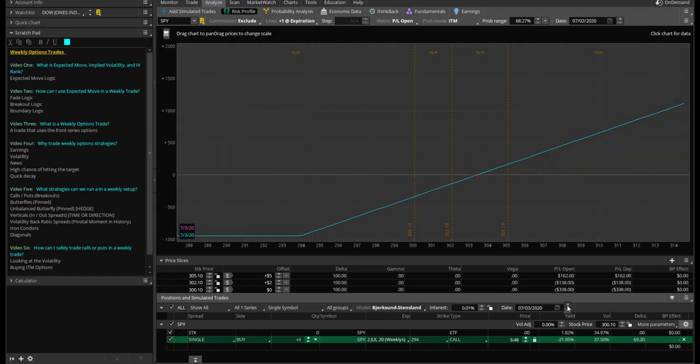Now, one thing that you should notice right away is that cyan line, it never moved. That thing is locked in stone. Okay, so all the way up into expiration, that cyan line never changed at all.